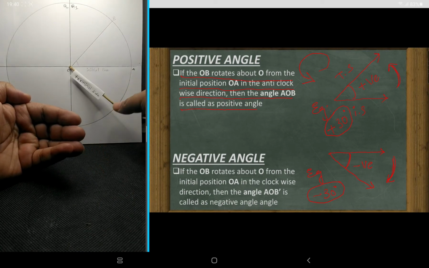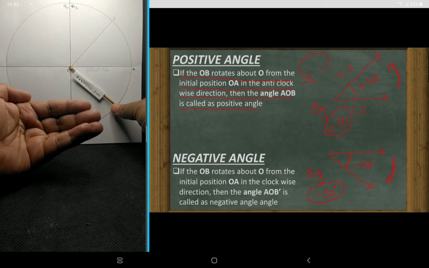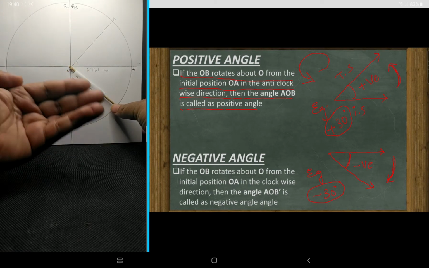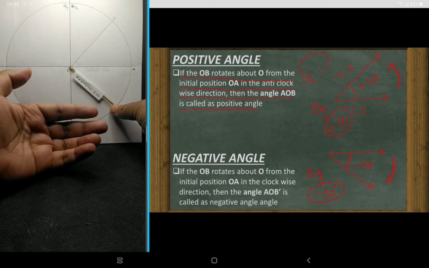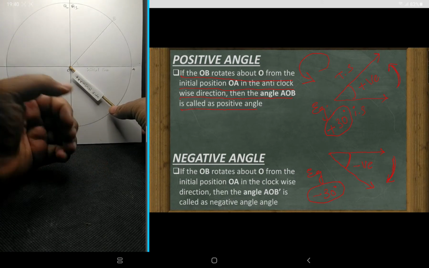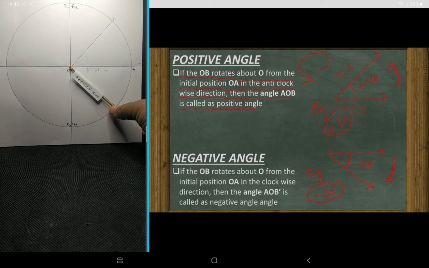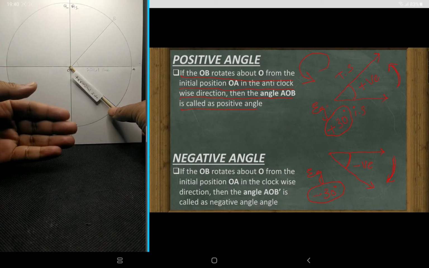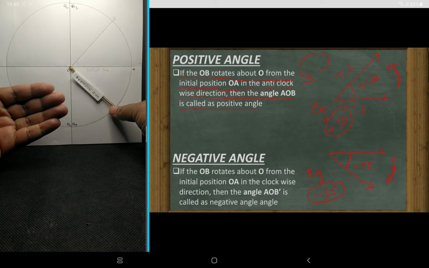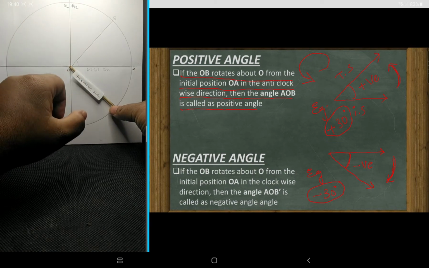The terminal side is making an angle in the clockwise direction of the initial line, so this angle is called a negative angle. If any angle is made in the anti-clockwise direction of the initial line, it is called positive. If the same angle is in the clockwise direction, it is called a negative angle. So here the negative angle will be mentioned as minus 30.